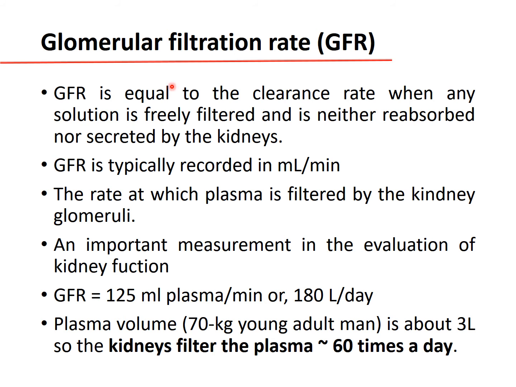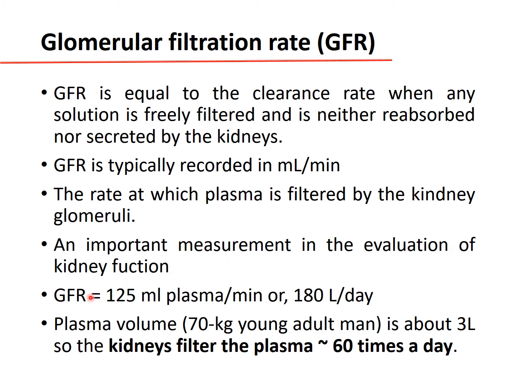How can we determine the glomerular filtration rate? The GFR represents the clearance rate when any solution is freely filtered and neither reabsorbed nor secreted by the kidney. The GFR is typically recorded in milliliters per minute and usually normalized by the surface area in square meters, the rate at which the plasma is filtered by the kidney glomeruli. It's an important measurement in evaluation of the kidney function.